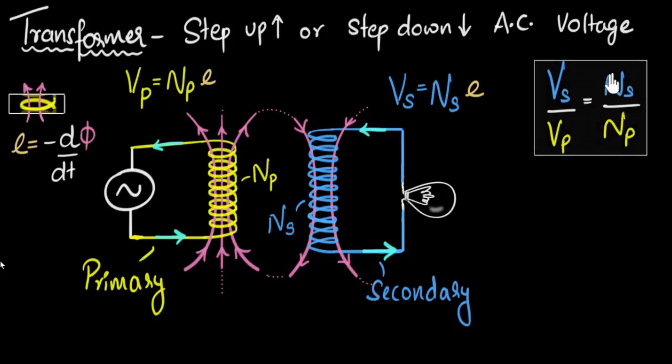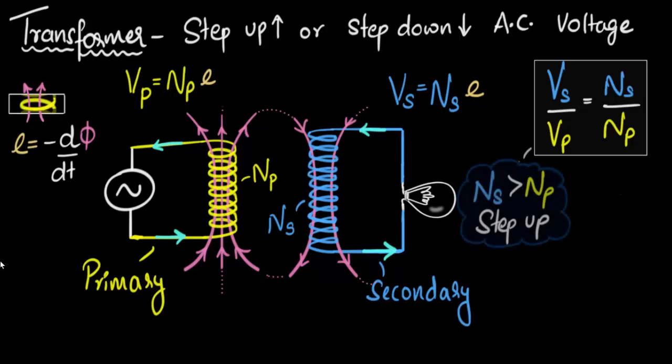This means that if the number of turns in the secondary is more than the number of turns in the primary, like shown over here, then notice the voltage in the secondary would be higher than the voltage of the primary or the voltage of the supply. And we call this the step up transformer, increasing the voltage.